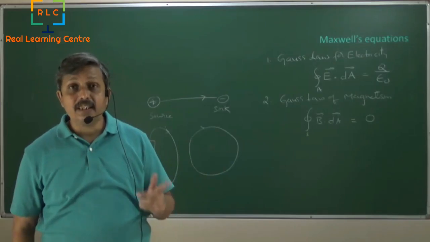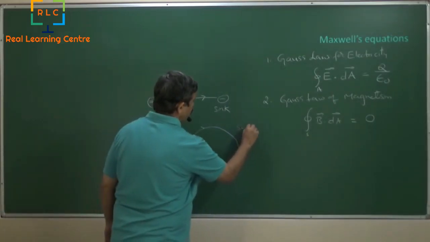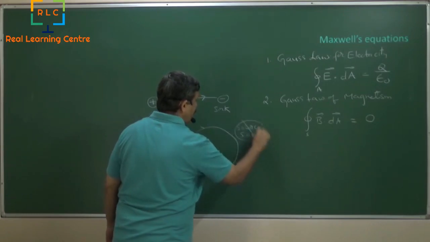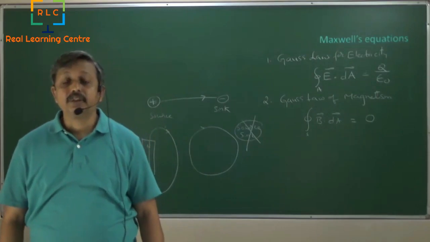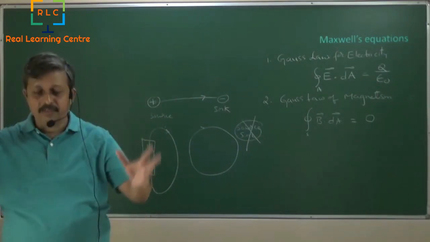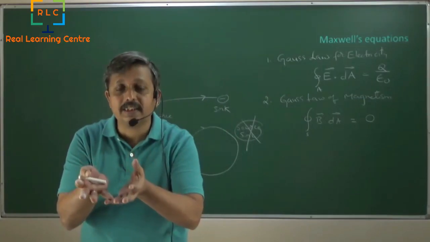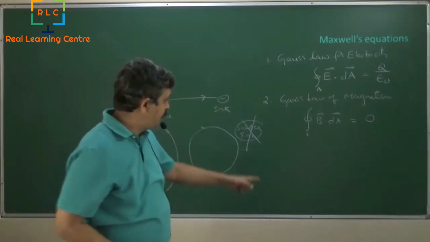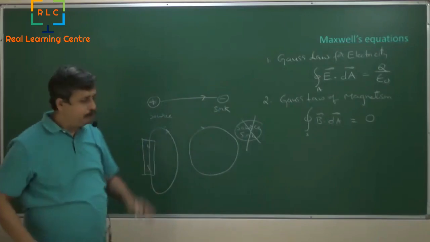That means the magnetic field does not have any source or sink. Magnetic fields don't have source or sink. So if you take any magnetic field in a closed area, you find there are no sources or sinks inside, because magnetic field lines are always closed loops. That is what you are saying here. That's all the statement is. That is the actual meaning of the statement.